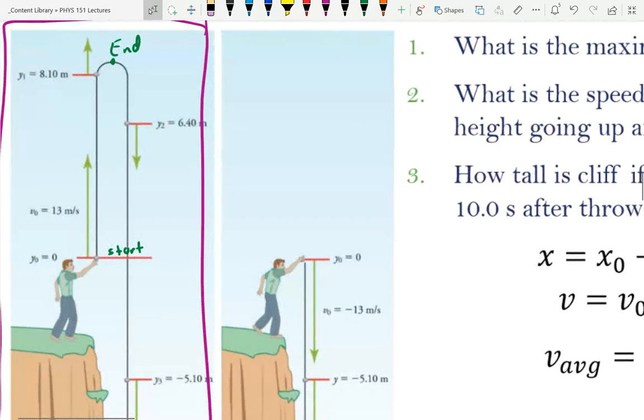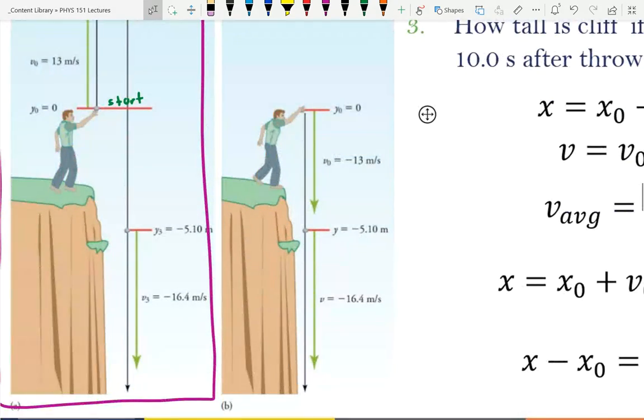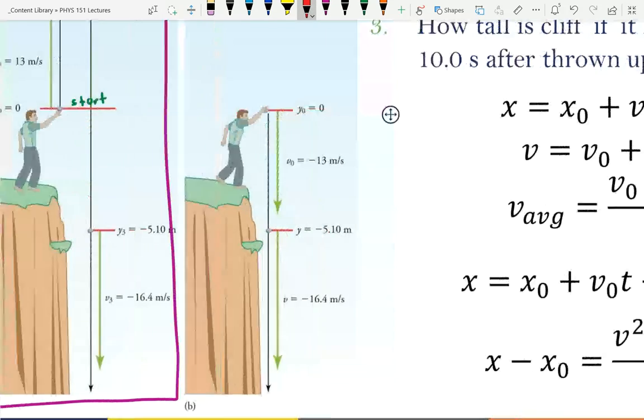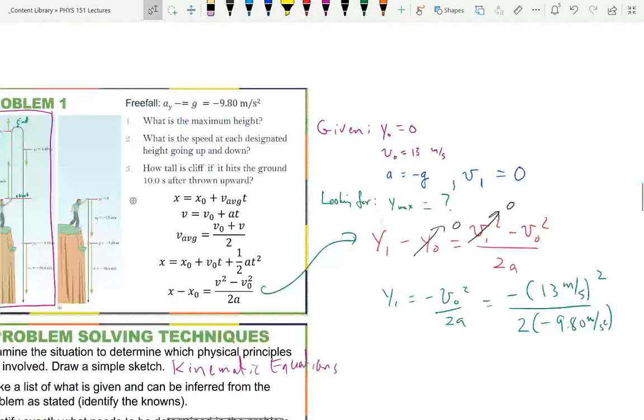What would you prefer? Y1, Y2, Y3? Which one should I find the speed for? Just choose. It's not complicated. Okay, Y3.